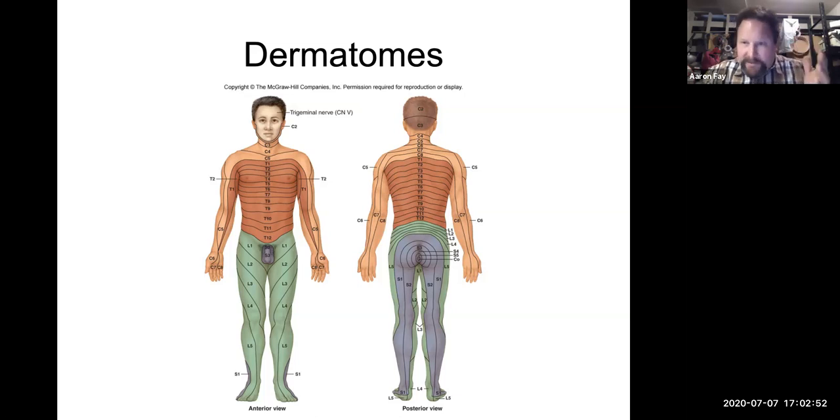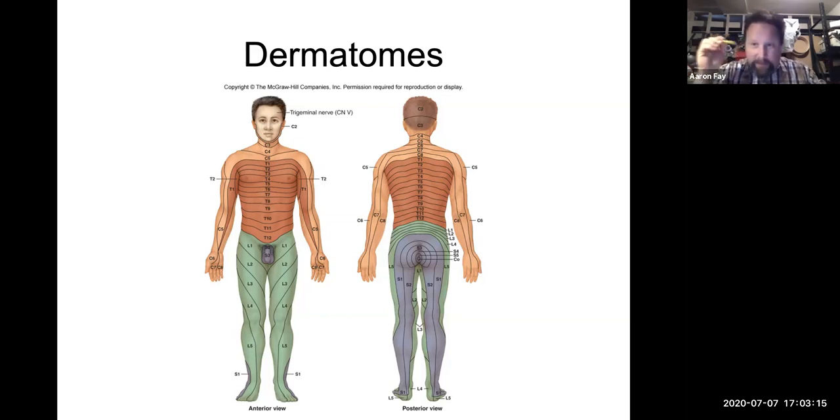So what is a dermatome? What I want you to understand is a dermatome is a particular region of the skin that is innervated by a particular spinal nerve. And the value of this, it will help you determine the location of damage to your spinal cord. If you get into a car accident and your back is broken, right, the doctor might want to know, where are you injured, right?